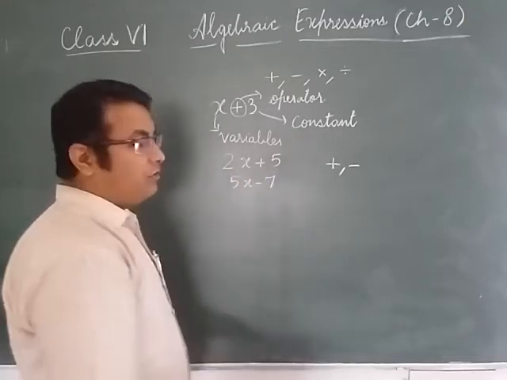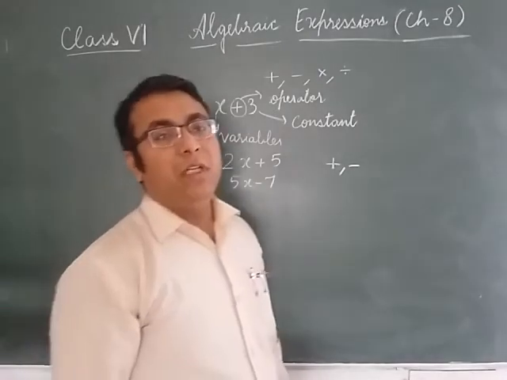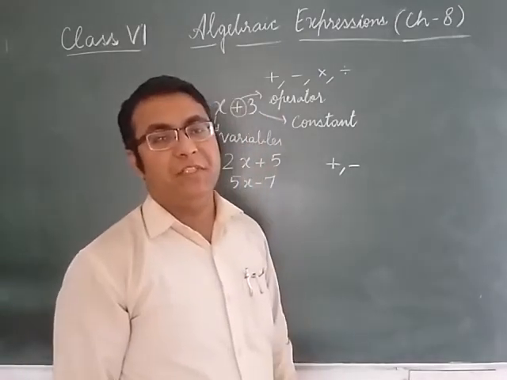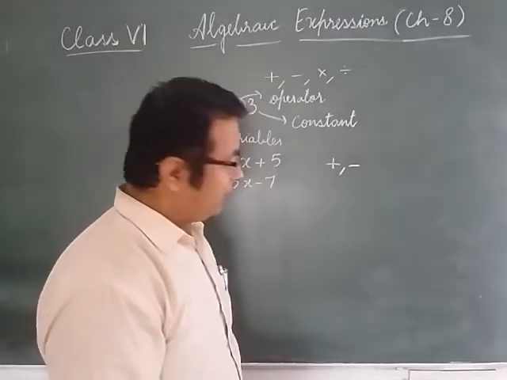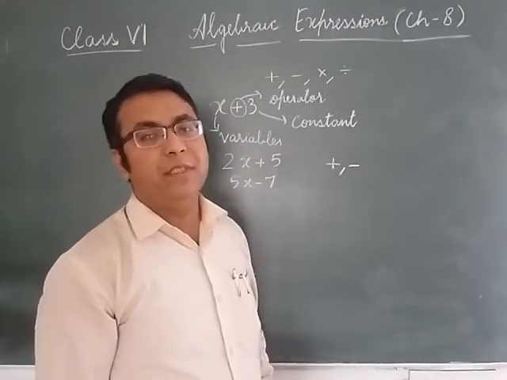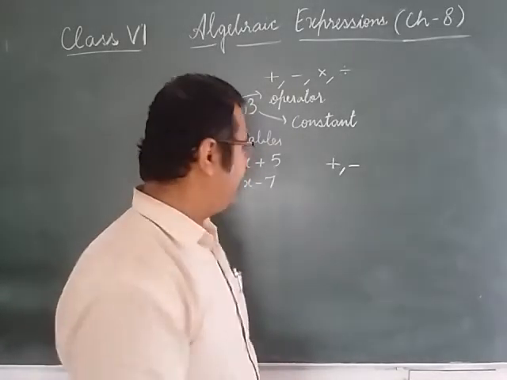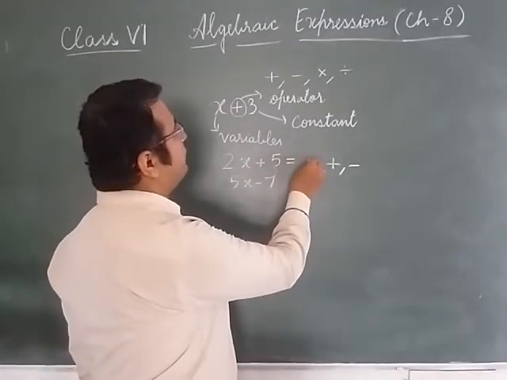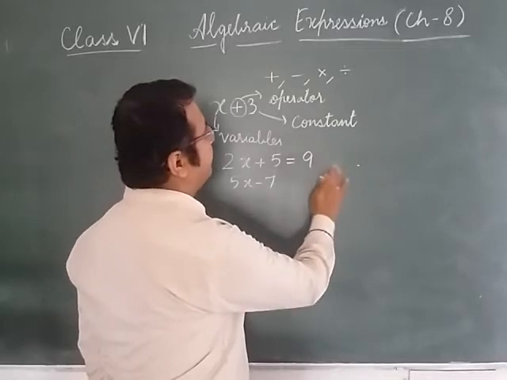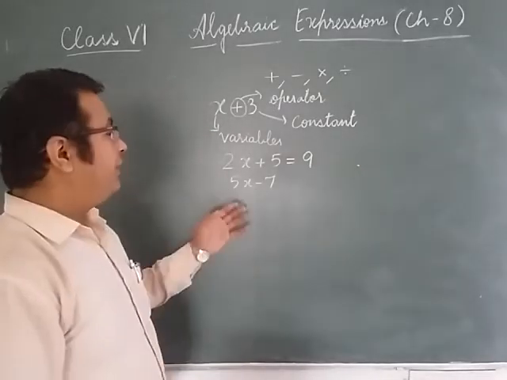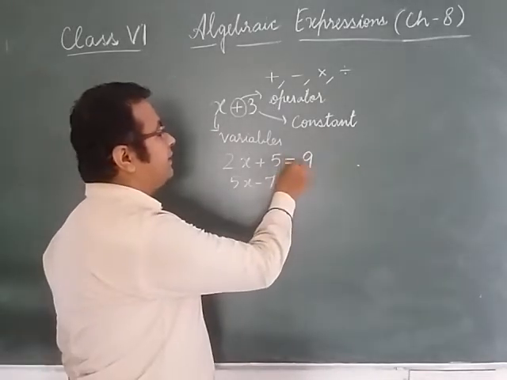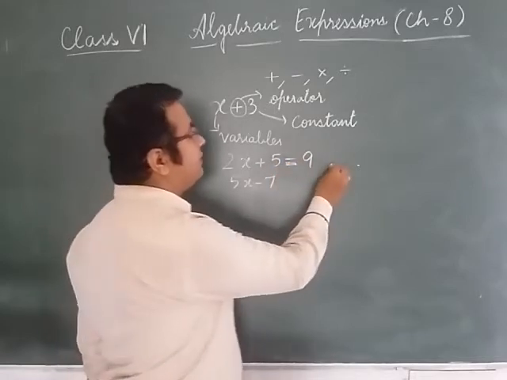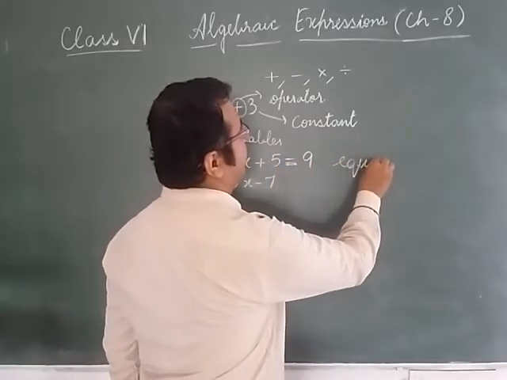Now one more thing you should know, the difference between an expression and an equation. An equation, as you all know, is nothing but a statement of equality. For example, if I write 2x plus 5 is equal to 9. Where you see this equal to sign, it means it is an equation.